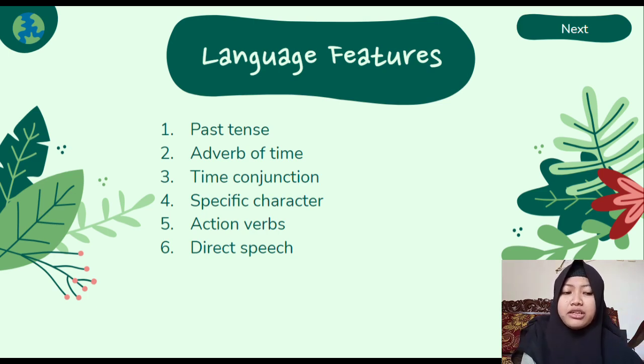And also in the narrative text, we use specific character instead of a general character. For example, Cinderella, Snow White, Aladdin. So it's specific, right? We don't mention like humans or animals. We don't mention something like that. We use specific character. And we also use action verbs in narrative text, a verb that shows an action. For example, like kill, walked, ran.